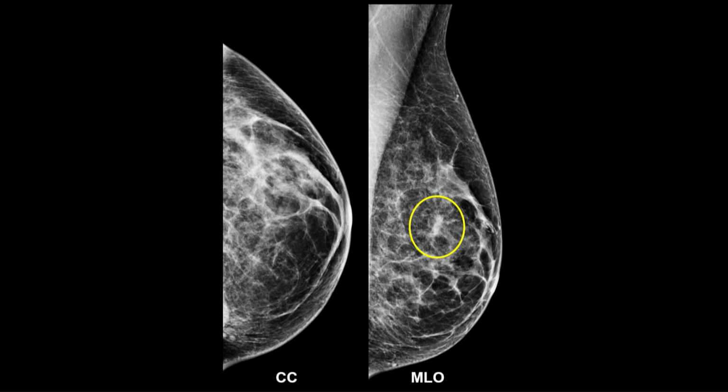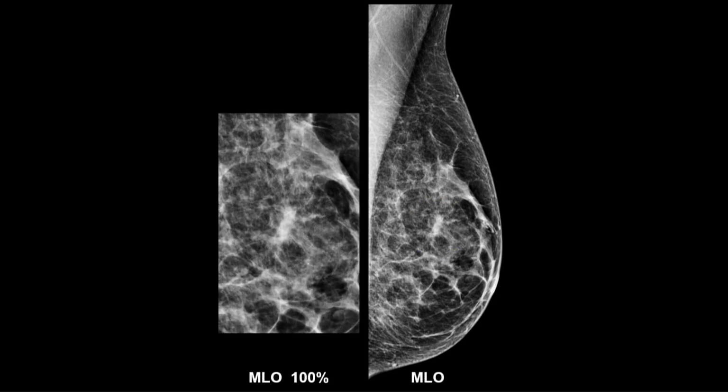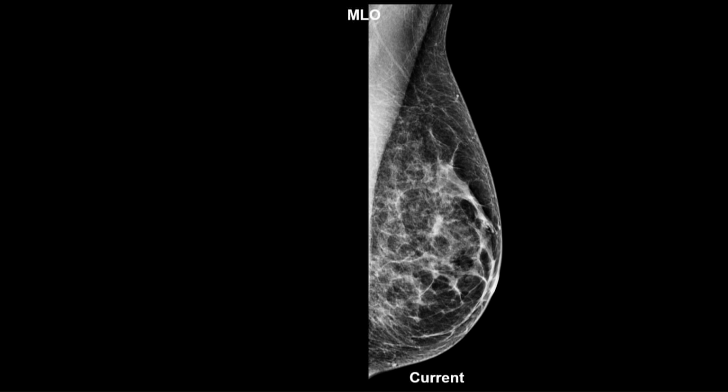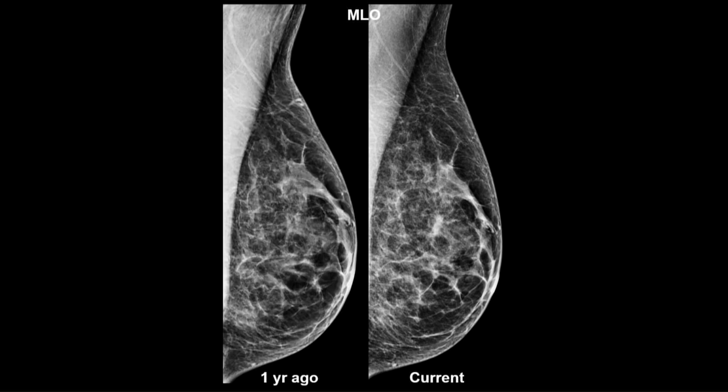Okay, so here we have a one-view finding. Looking at it up close, concave outward. Now we're going to start to compare with priors. Stay with me. It can get a little tricky. Do you see it on the prior? No. Okay? So it may be a developing asymmetry.